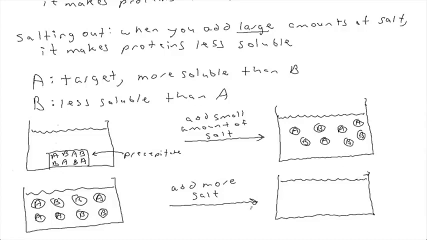Well, which protein is going to precipitate out first, A or B, based on the information that I told you about them? B. How do you know? What information did I give that tells you that? It's less soluble than A. Yeah, so I didn't emphasize that, but I told you that B is less soluble than A.